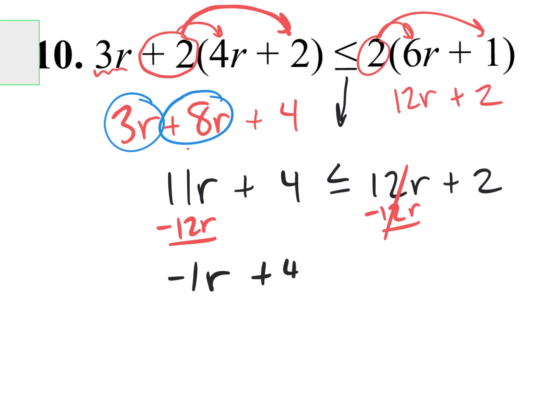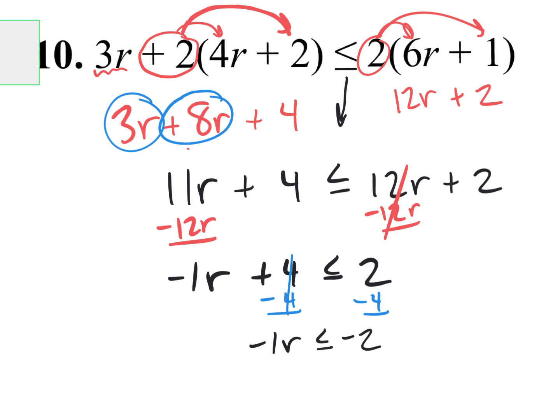And then plus 4 is less than or equal to 2. So I almost have the r by itself. All I need to do is 2 more steps. I want to get rid of the plus 4 by doing the opposite, minus 4. What I do to one side, I do to the other side. My new problem will be a negative 1r is less than or equal to negative 2.